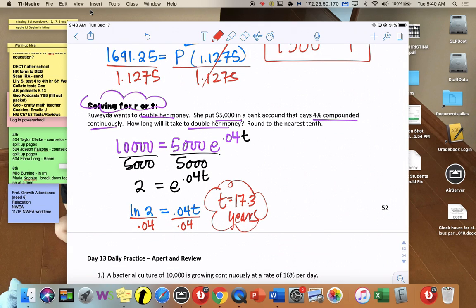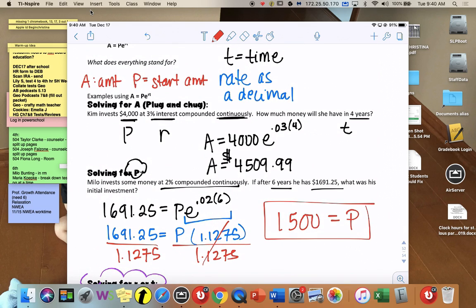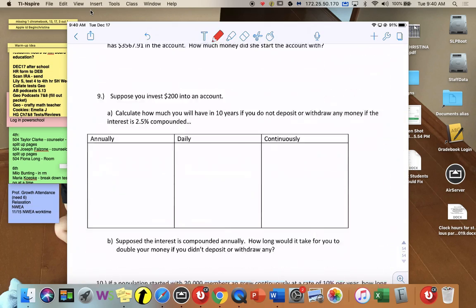Okay, so that's an example of each type. Like, how would you solve for R or T? You would do it the same way. How would you solve for P, or how would you solve for A? So you can take a look at this as you do your assignment if you get stuck. So your assignment will be the next 2 pages.